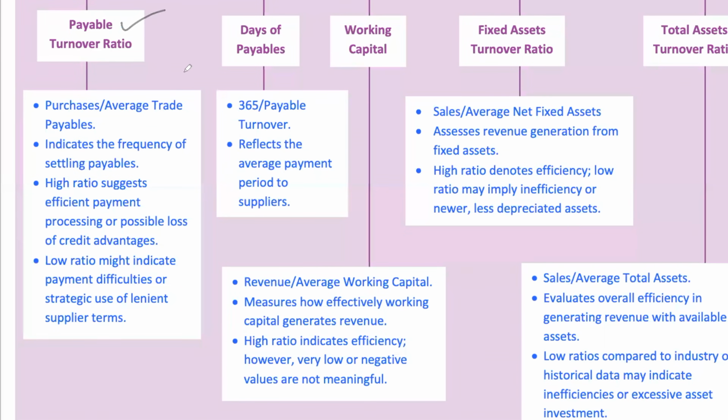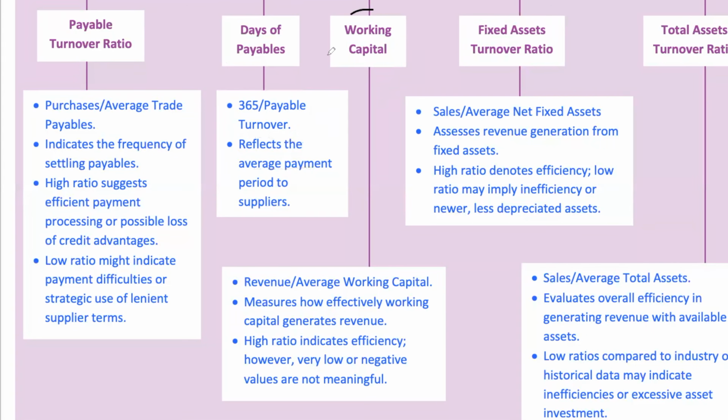Next up, the payable turnover ratio. This ratio tells us how often a company pays off its suppliers over a period. A high ratio could mean the company isn't making full use of available credit facilities, or it could indicate they're taking advantage of early payment discounts. A low ratio, on the other hand, might suggest they're struggling to make payments on time, or perhaps they're exploiting more lenient supplier terms. To complement that, we have the number of days of payables. This tells us the average number of days a company takes to pay its suppliers.